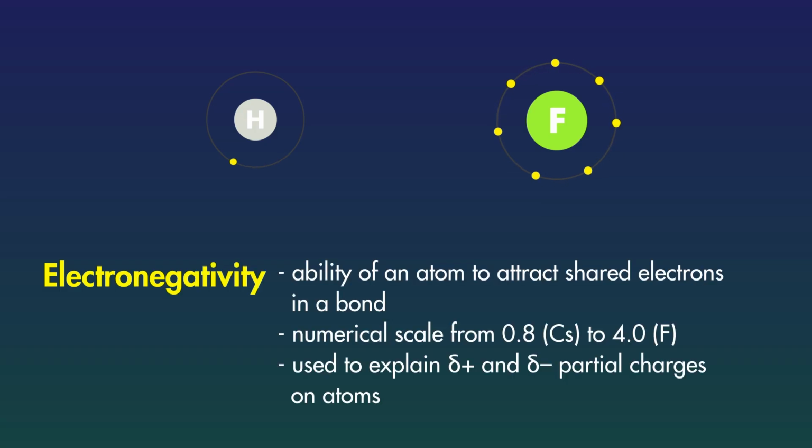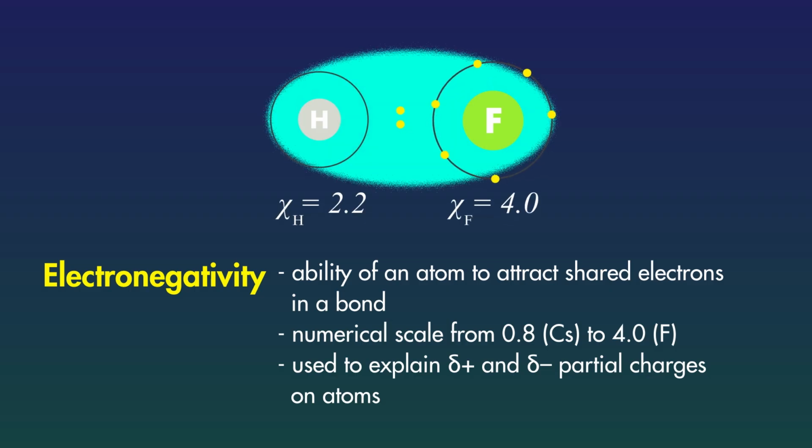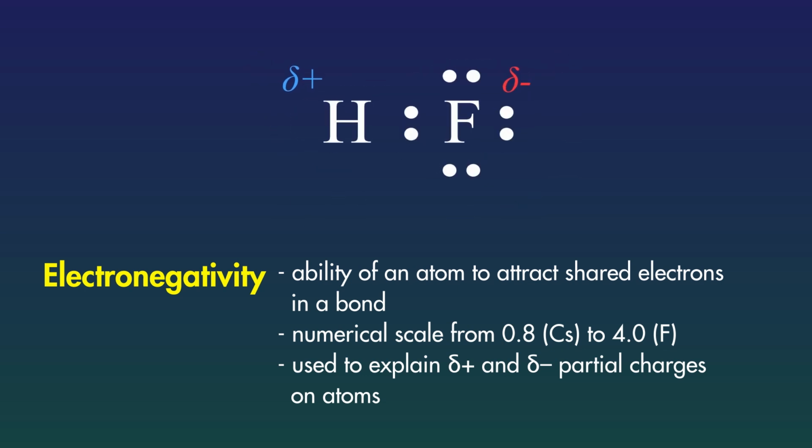We can place each element on the periodic table on a numerical scale. The higher its electronegativity value, the more strongly it will attract electrons. So you compare the two electronegativity values for the two atoms in a bond. The electrons move more closely toward the higher value atom, so it becomes partially negative. That means the electrons move away from the lower value atom, and it becomes partially positive.